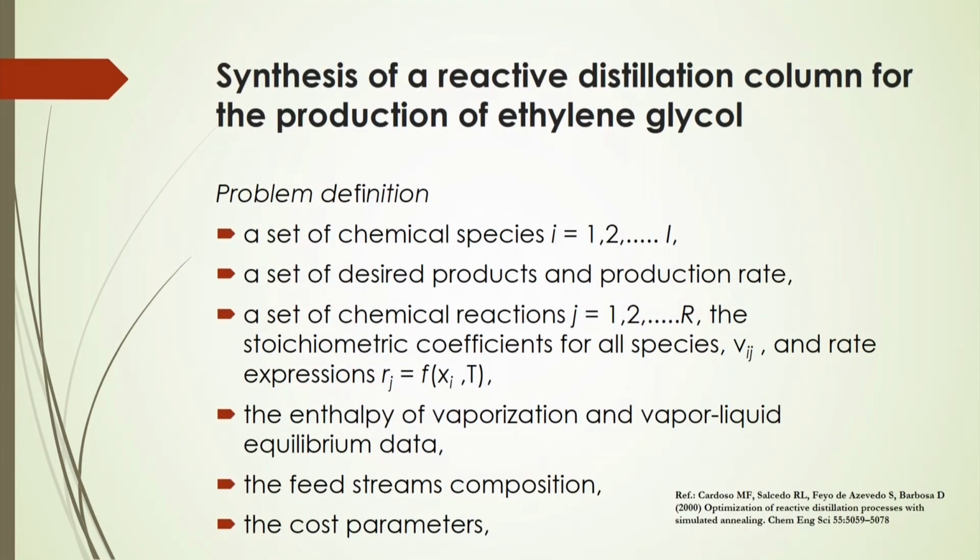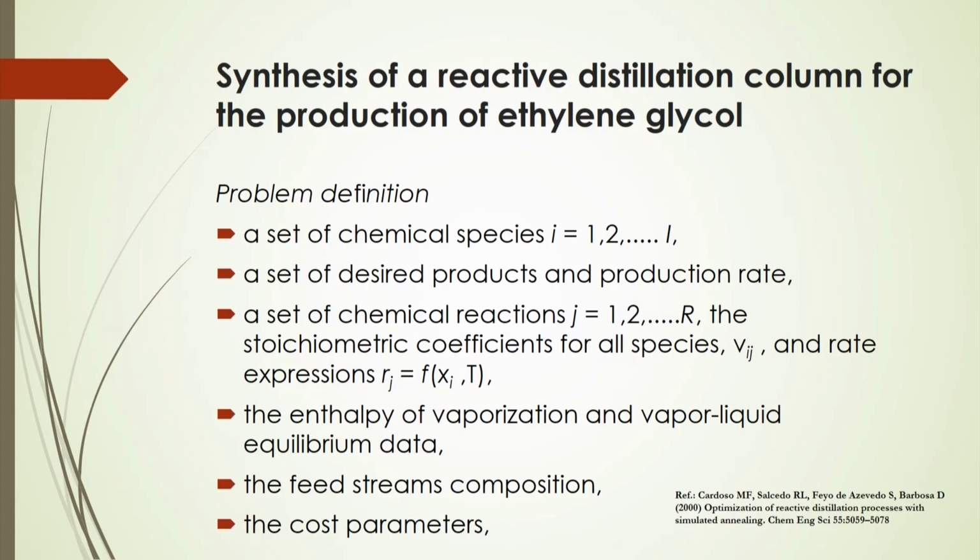Now, let us look at the synthesis of a reactive distillation column for the production of ethylene glycol, described by Cardoso et al. in 2000 in their paper published in Chemical Engineering Science, volume 55. They have given this problem definition: a set of chemical species represented by I, equal to 1, 2, and so on, a set of desired products and production rates, and a set of chemical reactions denoted by J, equal to 1, 2, up to R.